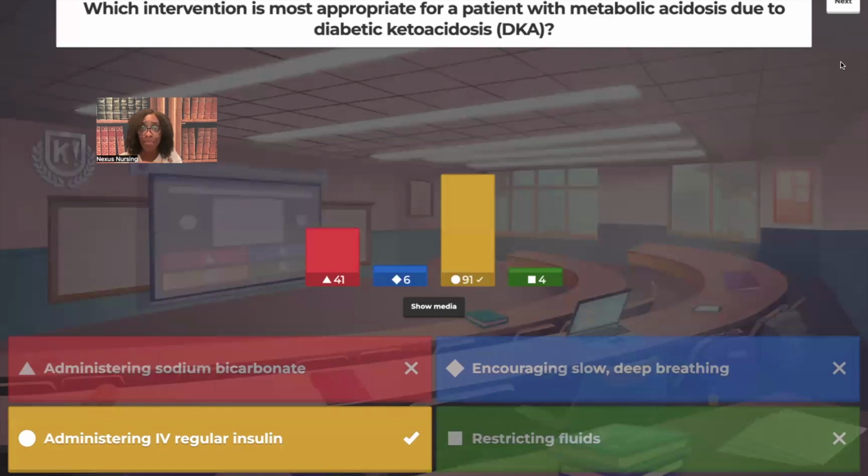We're going to try to stop that ketone production. Now, after that, if it hasn't worked and this patient is still in a severe state, then you'd expect to administer sodium bicarb, but that's not the first thing you're going to do.